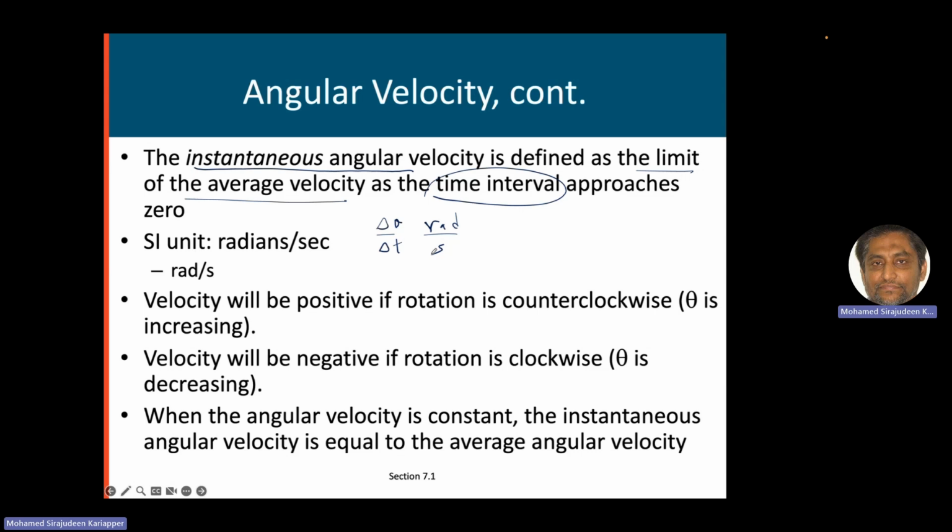Velocity will be positive if the rotation is counterclockwise. Velocity will be negative if the rotation is clockwise. But we will give the proper direction later. For the time being, let's assume that counterclockwise is the positive direction, clockwise is the negative direction. Now, if the angular velocity is constant, there is no difference between instantaneous value and the average value, because over a period of time, if it is the same velocity, it is the average velocity, it is also the velocity at each point in time.